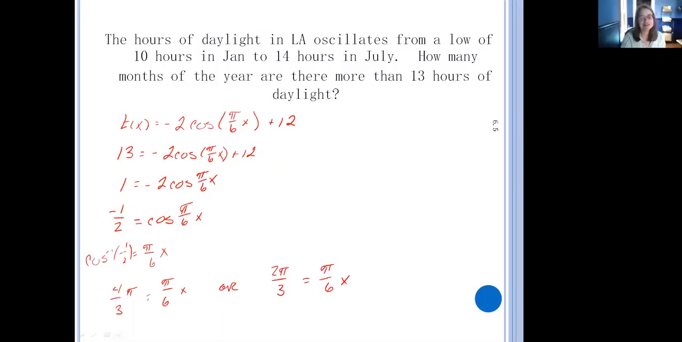Okay, we solve this and we'll get x equals 4 and x equals 8, which is just exactly what we thought. So we get more than 13 hours of daylight between April and August. So that's 4 months in a year.